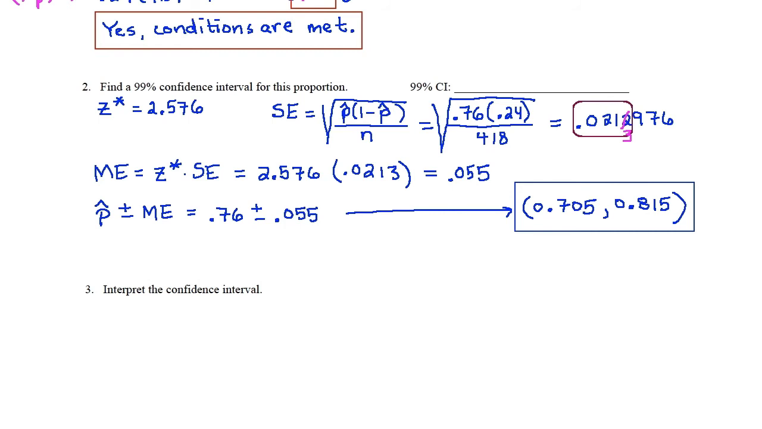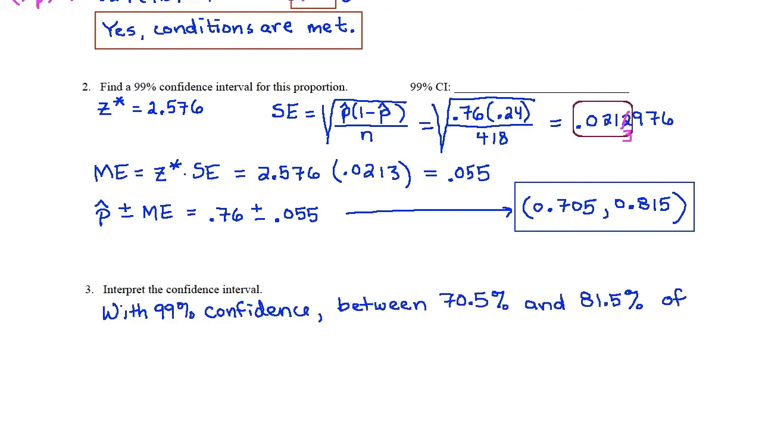With proportions, I often like to word this in a slightly different order from how I would word it if it were a mean. I can say the proportion is between these two values, but sometimes it's more clear to convert them to percent and to put the percent first before defining what that percent really is. So for example, I'm going to start out this statement by saying with 99% confidence between 70.5% and 81.5% of, now I need to define the population and what we're counting and make it into a statement that makes sense.